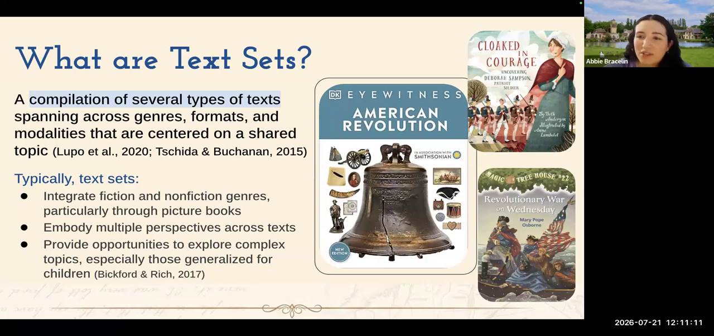I'd love to learn more about that, especially with my little one. I would appreciate a text set centered on that. Okay, well, thank you for sharing.